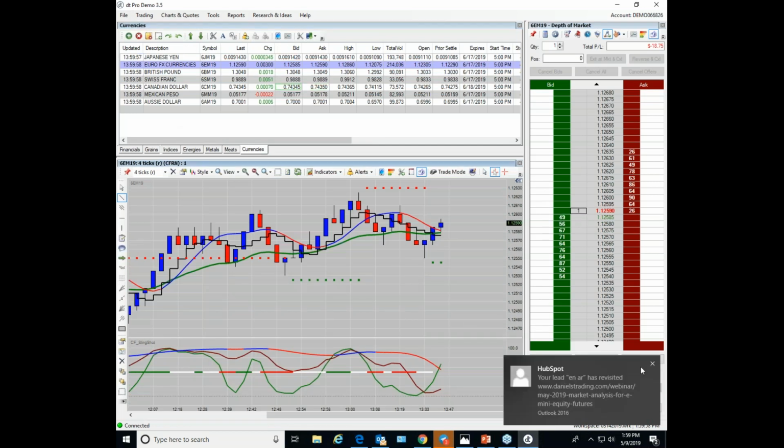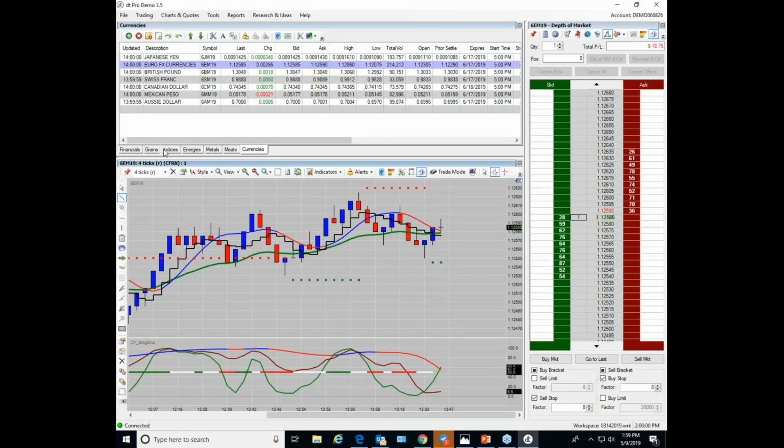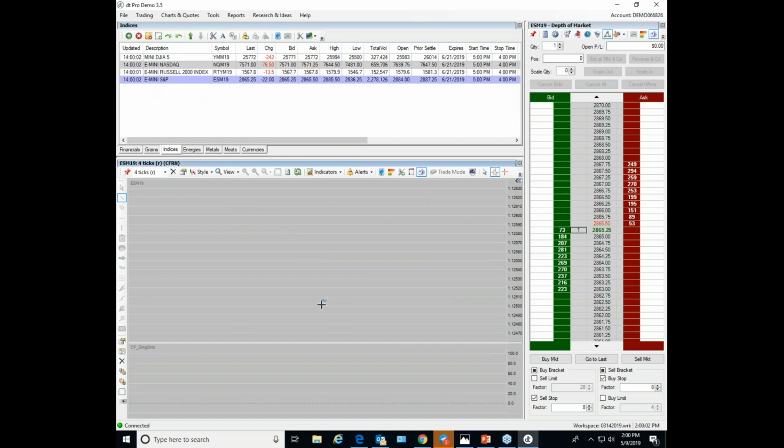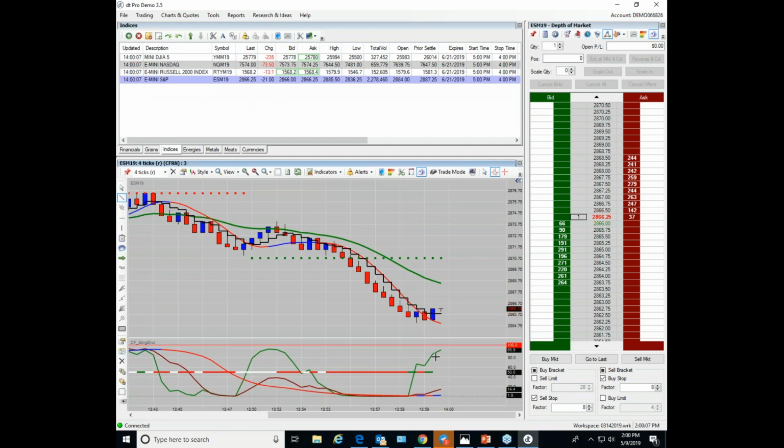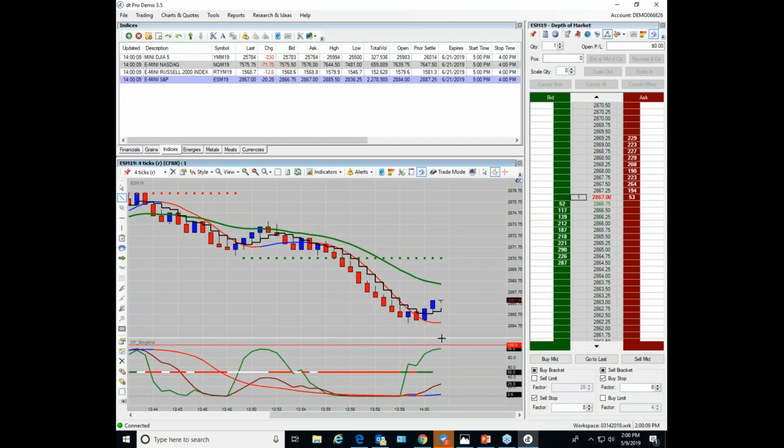The euro still stuck up here. All right, so I think the best thing we have going right now is the ES. So let's see what happens. Notice how the green line is starting to pull away, right? So here we go.